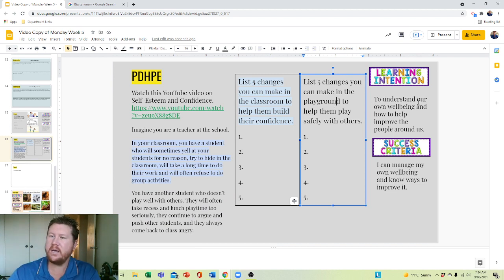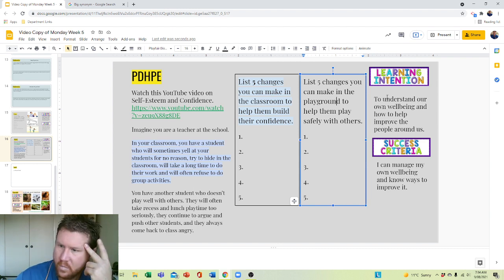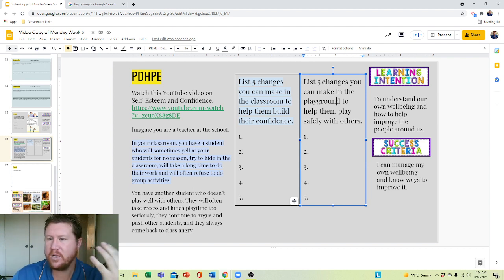But you're learning to understand your own well-being and how to help improve the people around us. It's not just about you. You've got to help others. You've got a responsibility to help other people in this world. Make sure their lives are as happy and safe as possible. And I can manage my own well-being and know ways to improve it.